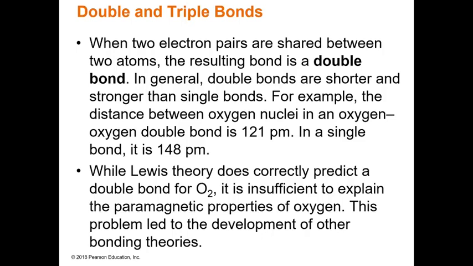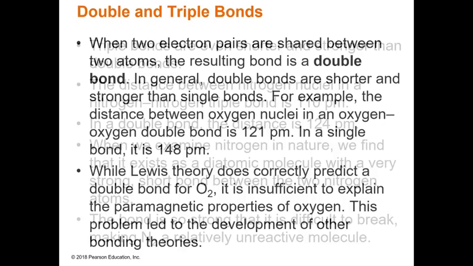In general, the more electron pairs shared, the stronger and shorter the bond. For instance, a single O-O bond has a bond length of 148 picometers, while a double bond shortens it to 121 picometers. However, Lewis theory doesn't explain all properties. For example, it can't fully explain why O2 is paramagnetic. This limitation led to more advanced bonding theories.